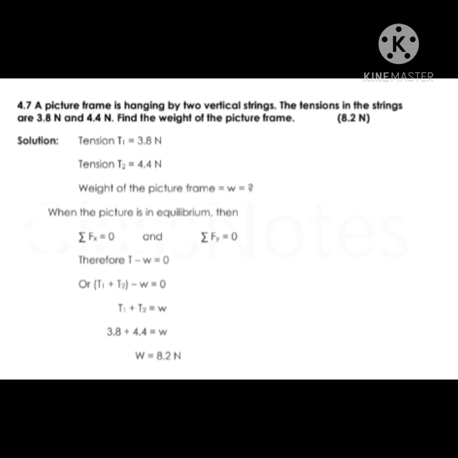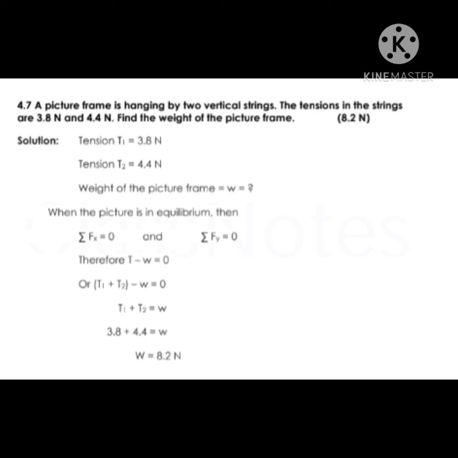Next numerical is: a picture is hanging by two vertical strings. The tension in the strings is 3.8 Newton and 4.4 Newton. Find the weight of this picture frame. Tension T1 is 3.8 Newton and tension T2 is 4.4 Newton. Weight of the picture frame we have to find.